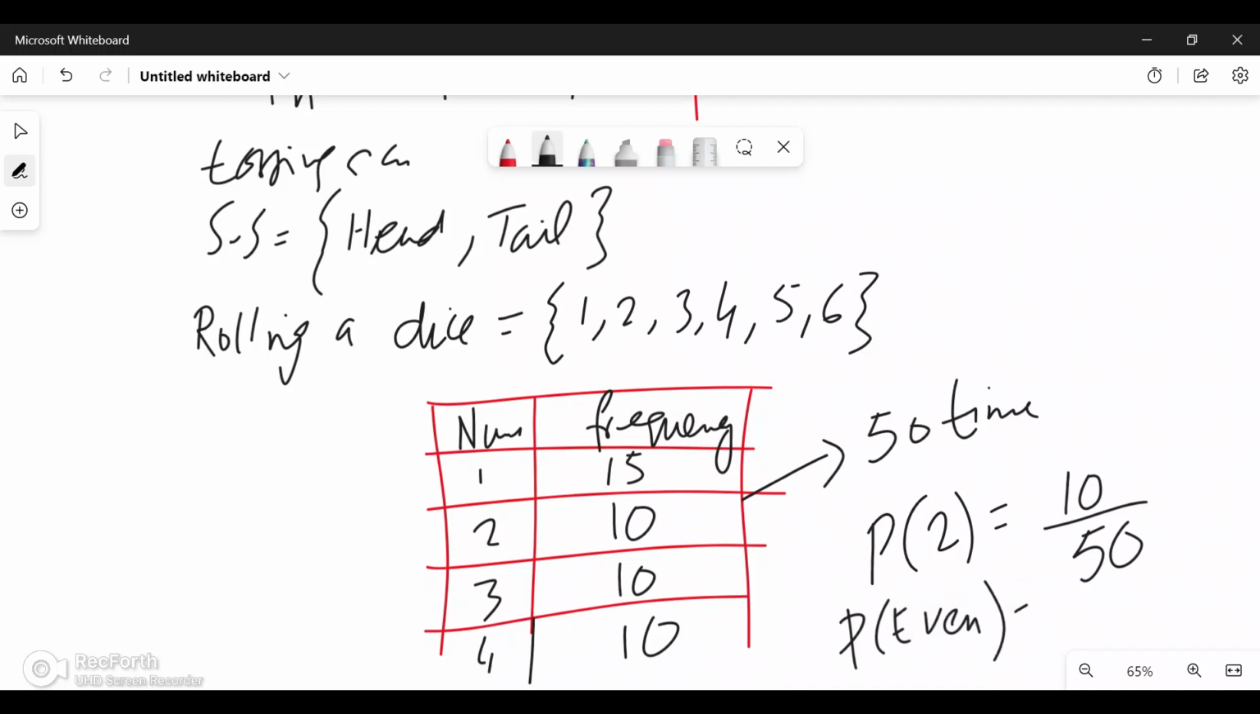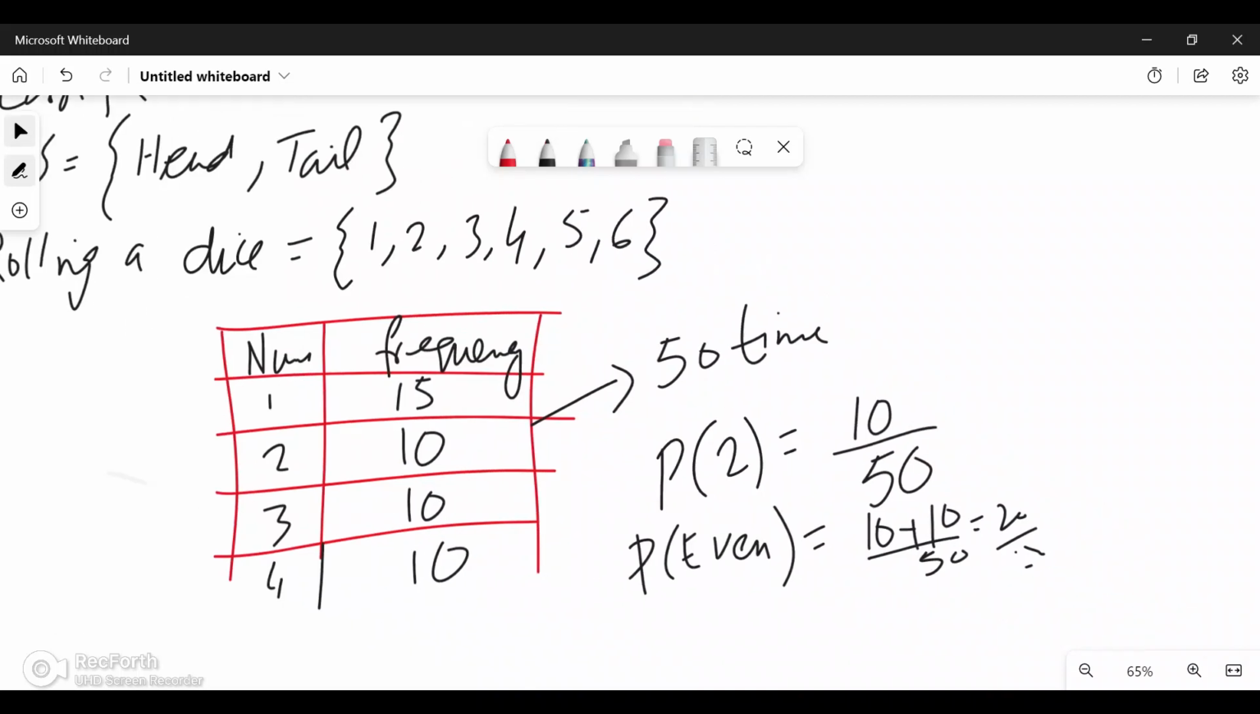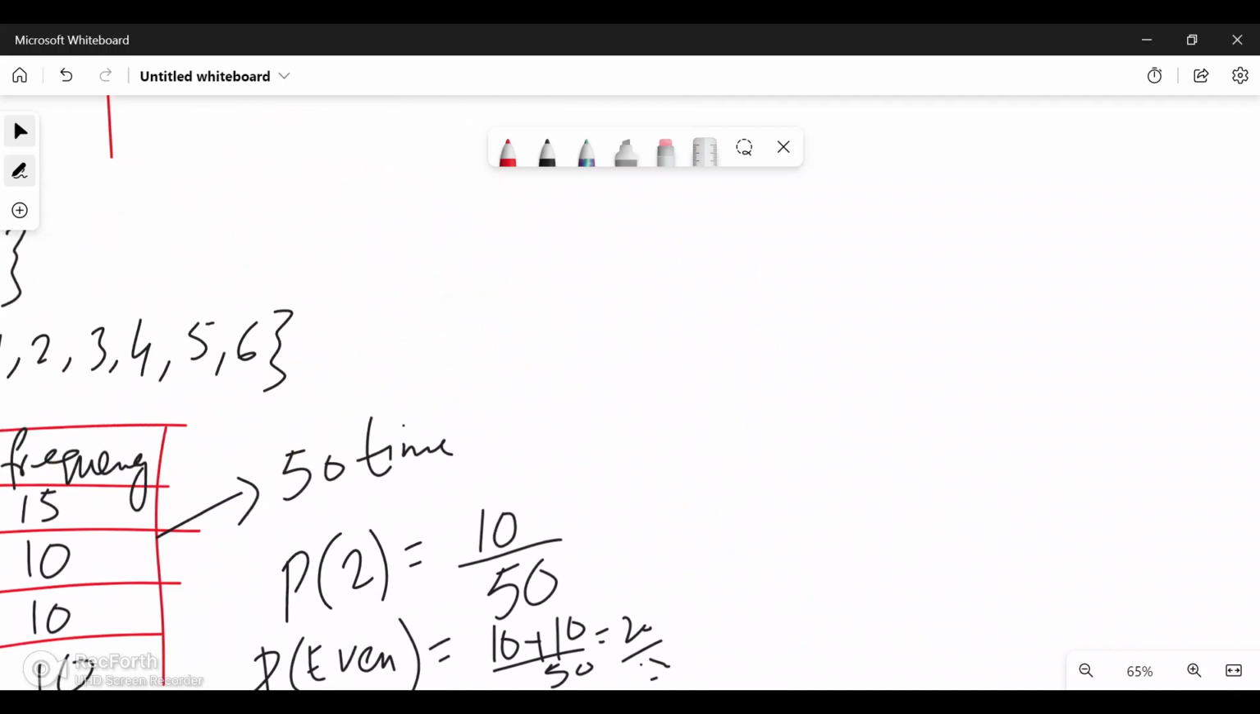And if I say even number, probability of the even, so as you can see in the table, there are two evens, 2 and 4. 2 is appearing 10 times and 4 is also appearing 10 times. So 10 plus 10 out of 50, which is 20 out of 50. This will be the probability of getting an even value.